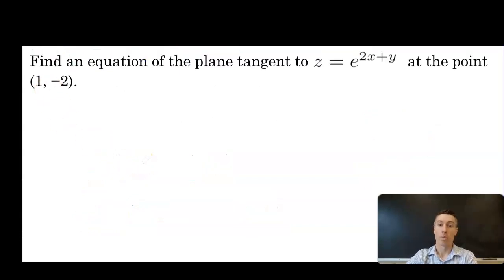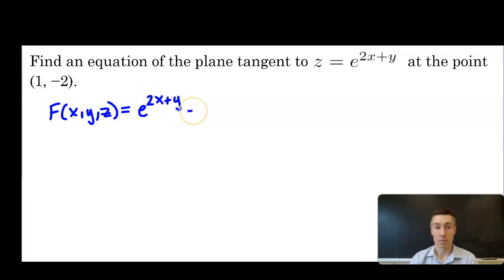Find an equation of the plane tangent to z equals e to the 2x plus y at the point (1, -2). All right, so here, the surface is a little different because it's defined explicitly. We have a z equals, but we can approach it the same way. So we can define our function f of x, y, z. I'm going to move the z over. So e to the 2x plus y minus z.